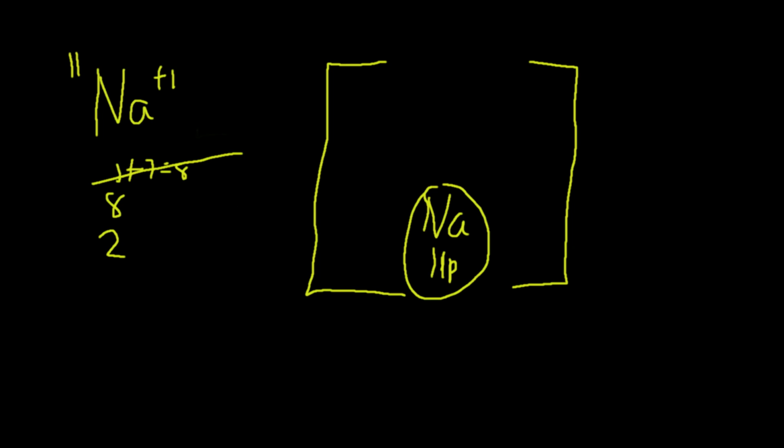So let's now do the electronic configuration. Well, we have 2 electrons, and now we have 8 electrons. So let's just write this. And we're going to add the plus 1. You don't need to add the plus 1. You can simply add a plus, and that's going to represent 1.